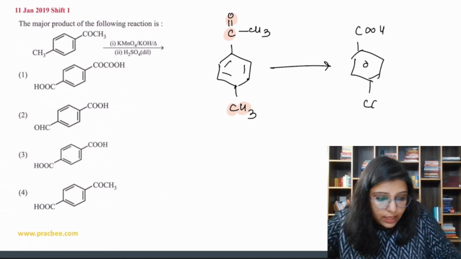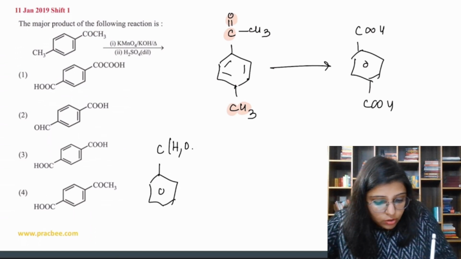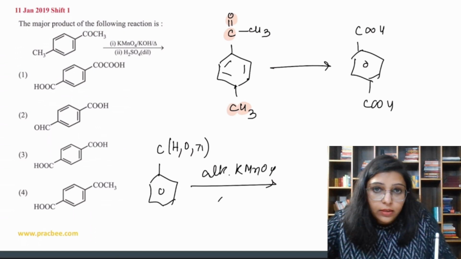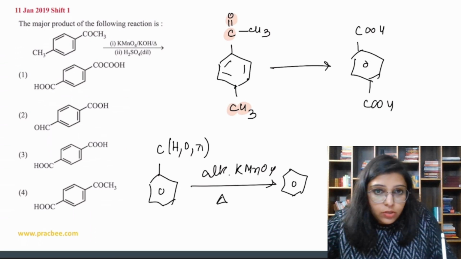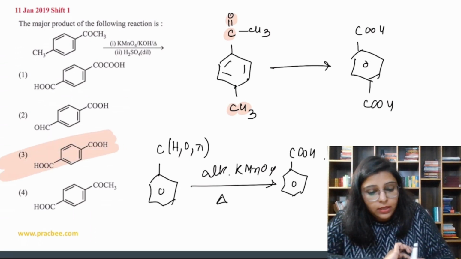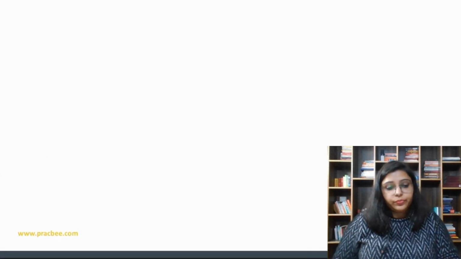So oxidation to carboxylic acid. If we have C H oxygen pi bond in the presence of alkaline KMnO4, heating, right? So this is converted to carboxylic acid. So option 3 is the correct answer. Okay, option 3 is the correct answer.